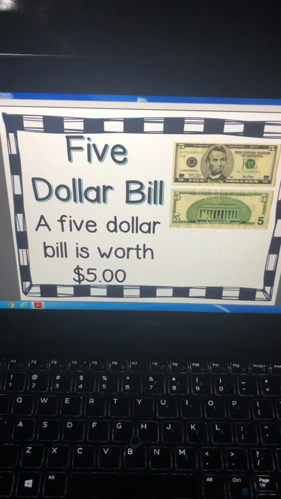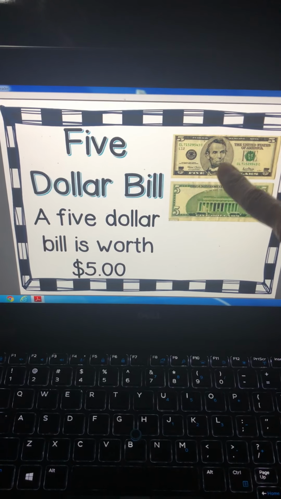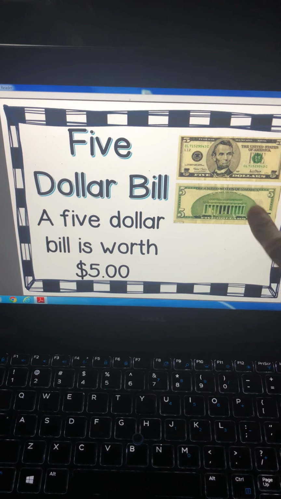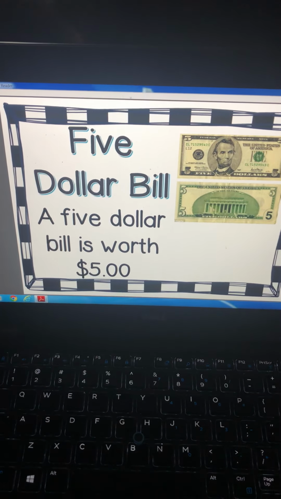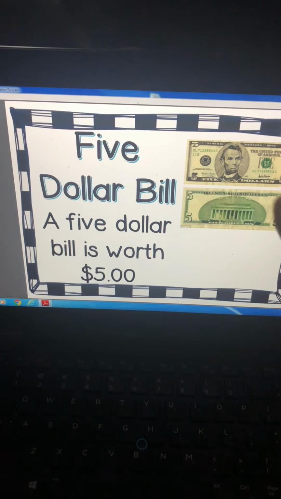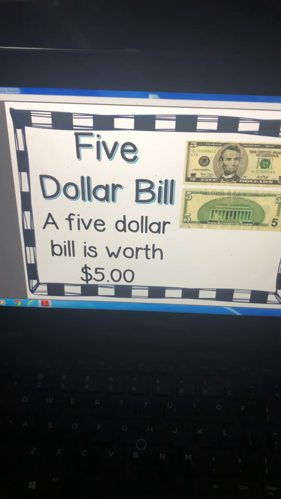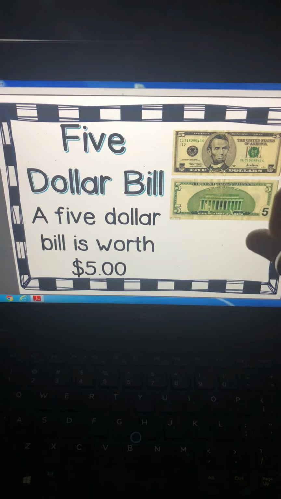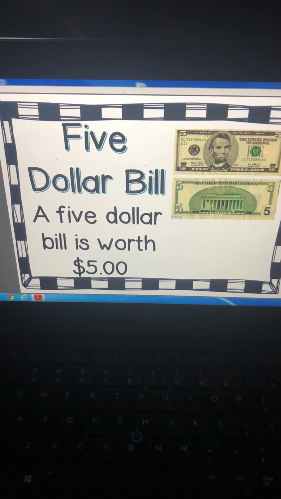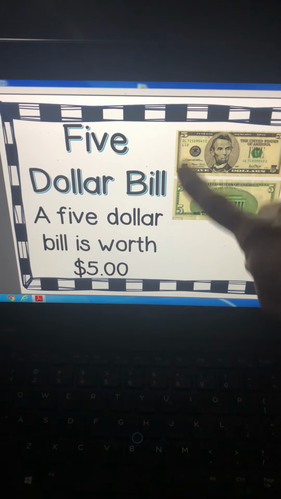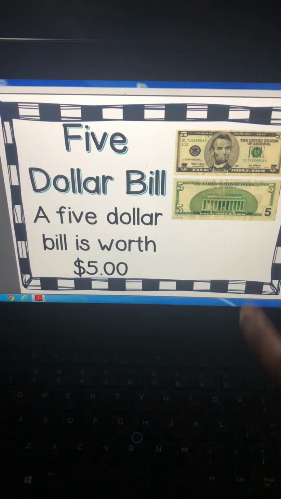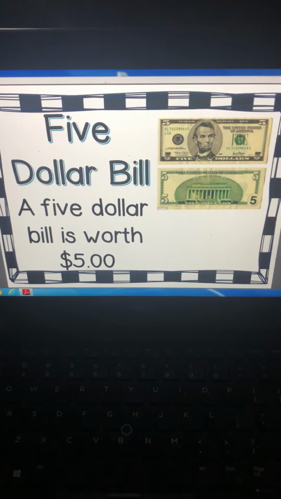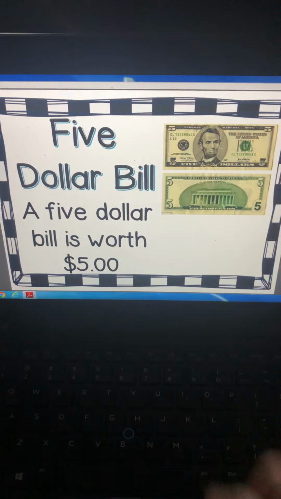We have a $5 bill, and the front of the $5 bill is Abraham Lincoln. And on the back of the $5 bill, there is, again, the Lincoln Memorial. If you're really looking closely at paper money, you notice that the denomination or the value of that bill is always in the corners. So this is worth $5. This is worth 5 of those $1 bills. So this is a more valuable bill than the dollar bill. So a $5 bill is worth $5.